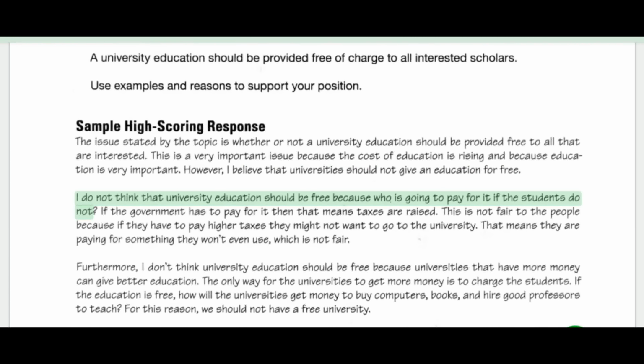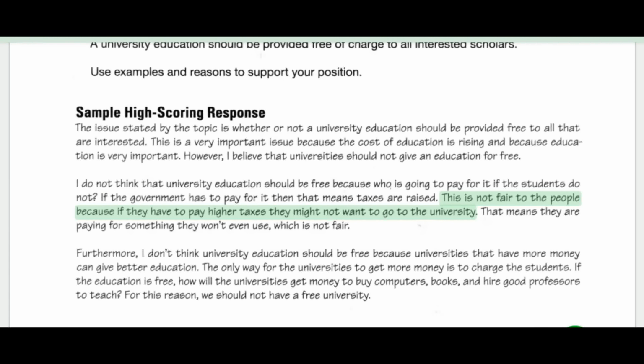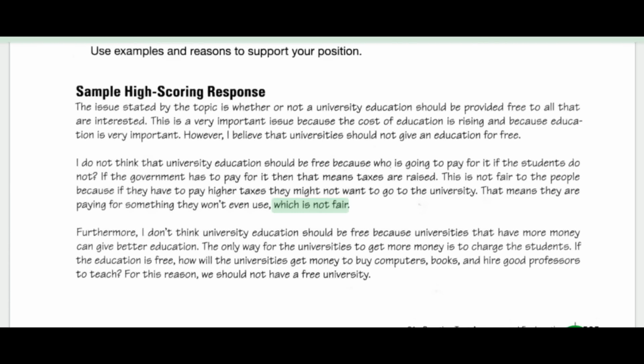I do not think that university education should be free because who is going to pay for it if the students do not? If the government has to pay for it, then that means taxes are raised. This is not fair to the people because if they have to pay higher taxes they might not want to go to the university. That means they are paying for something they won't even use, which is not fair.